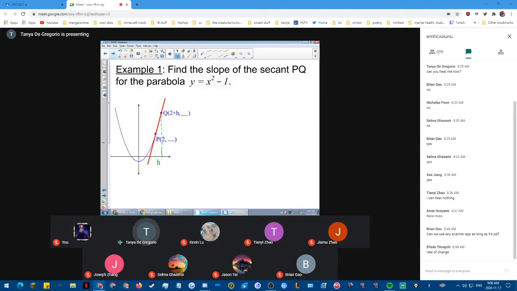So there is some difference here between P and Q, the x value. We're going to call that difference h. So I'm going to say that P is 2, and then Q is 2 plus h. That's the difference between them.